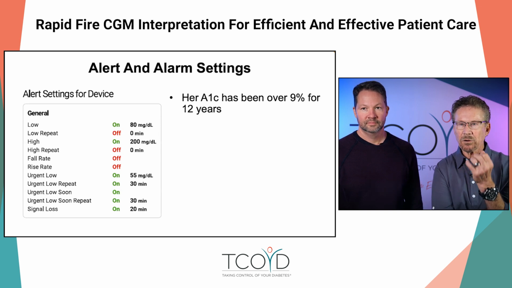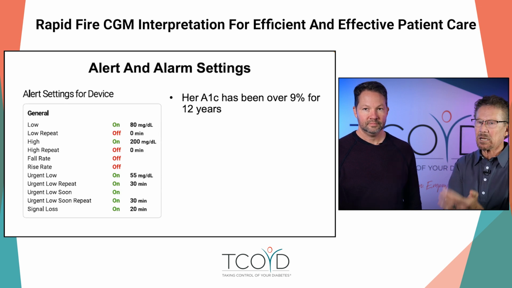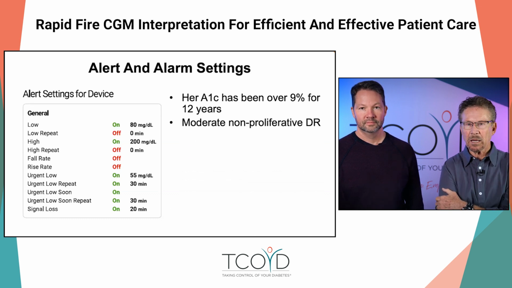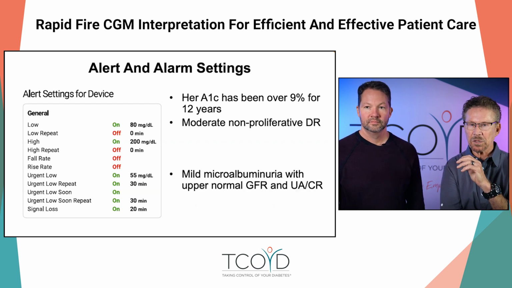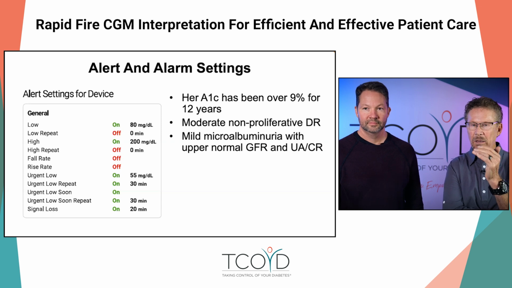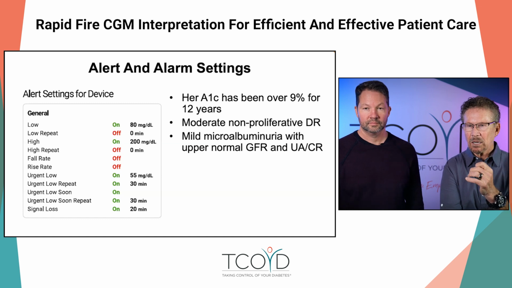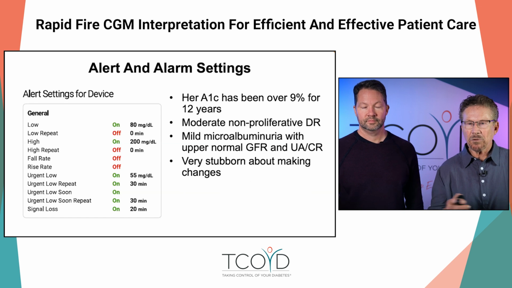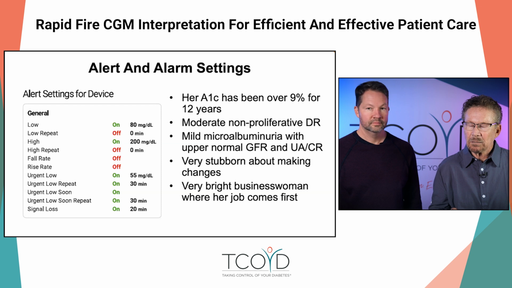So I'll give a little more details about her. I've been following her for 12 years, and she's never had an A1C less than 9. I kind of feel guilty about that because I try, but nothing seems to happen. She just started some laser therapy for non-proliferative diabetic retinopathy. Her microalbumin just started to creep up after all these years, very minimal. She had a normal GFR and urine albumin to creatinine ratio, but upper normal. Very stubborn about making changes, super stubborn. And she's very bright, and she puts her job first.